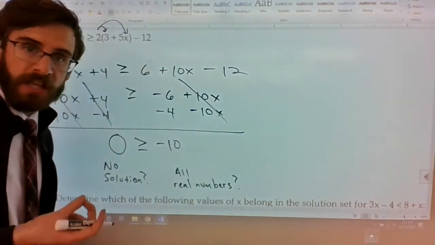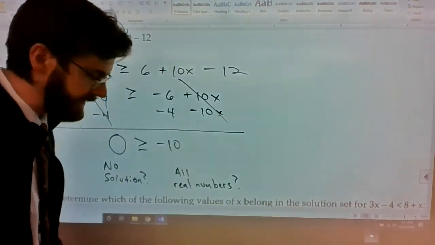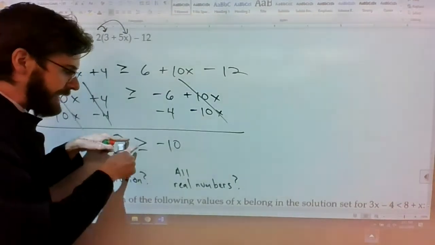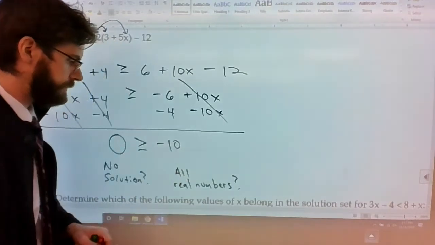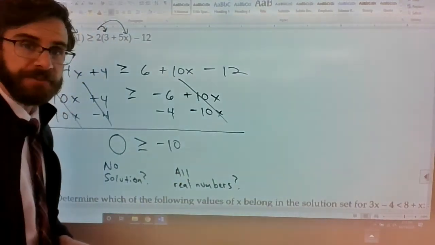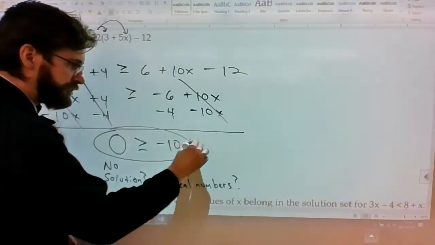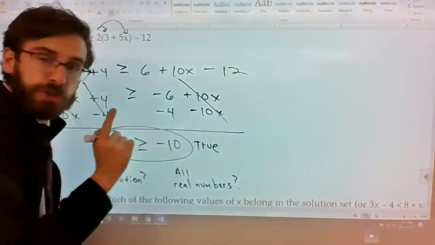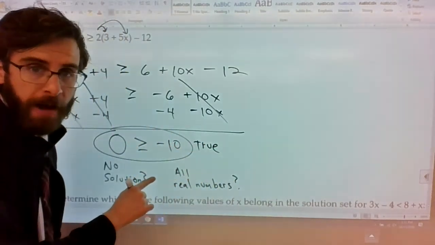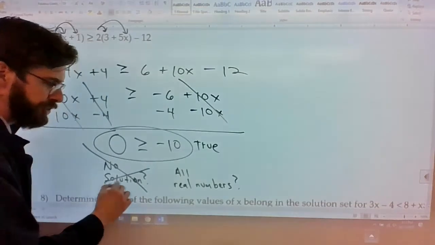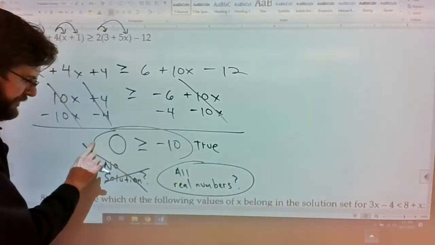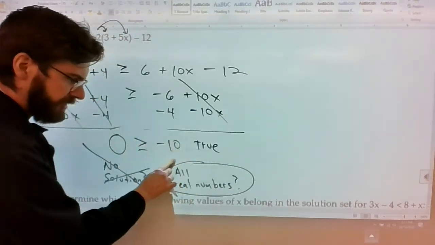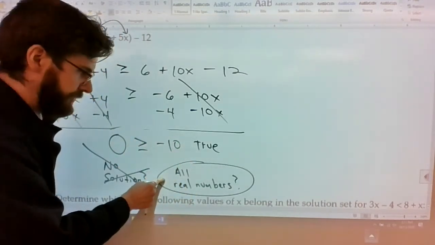Well, again, it's all about the truth of the statement. Is 0 a greater number than negative 10? It is. This is true. If it's a true statement when the x's drop out, it's not no solution. It's all real numbers. So you actually, I don't think you want to circle this as your final answer. That's going to be your final answer.